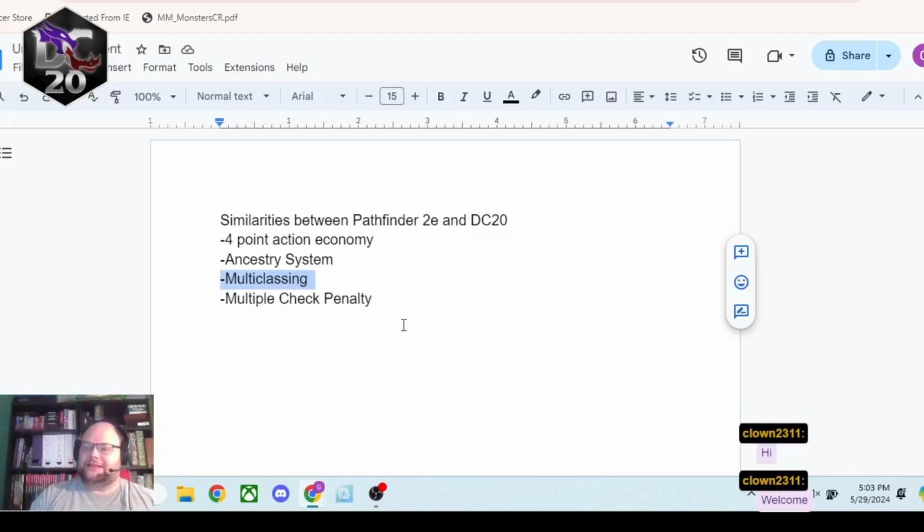DC20's multiclassing into 5th edition, because I think it could work very elegantly. Let's say you were playing, I might just go off script on this a little bit here, right? So a little bonus here at the end. Let's say you were a paladin. You would only level up as a paladin.